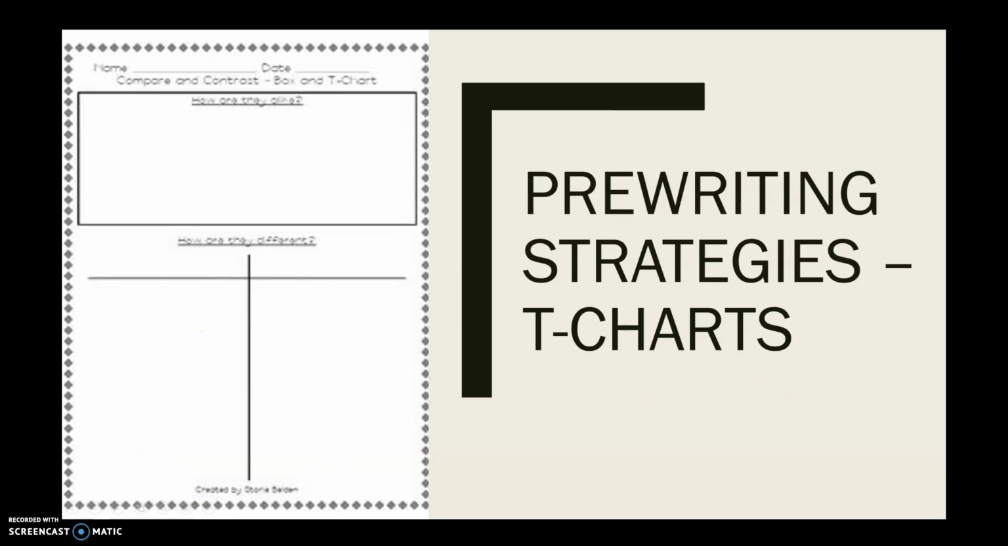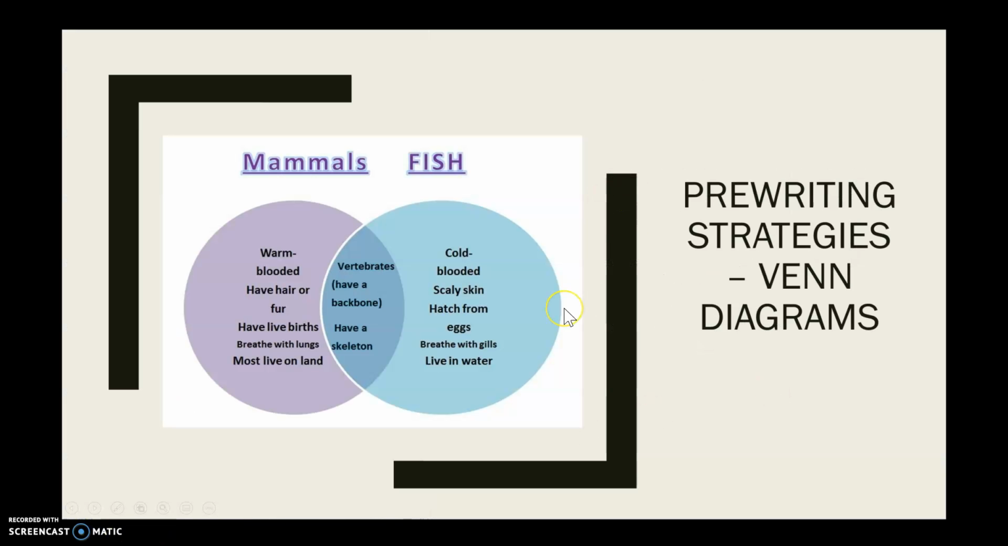Venn diagrams. This is a Venn diagram. A Venn diagram is those two circles that intersect, and where the circles intersect you put what's similar. So between mammals and fish, they are both vertebrates, they have a backbone, they both have a skeleton. Some differences: mammals are warm-blooded, have hair or fur, have live births, breathe with lungs, and most live on land, whereas fish tend to be cold-blooded with scaly skin. They tend to hatch from eggs, breathe with gills, and live in water.